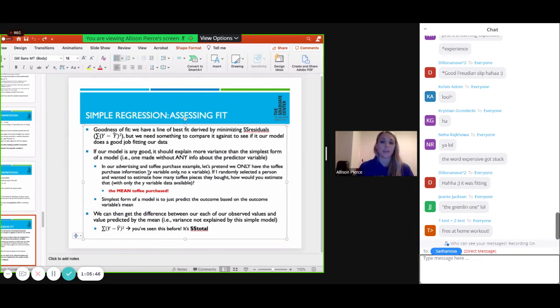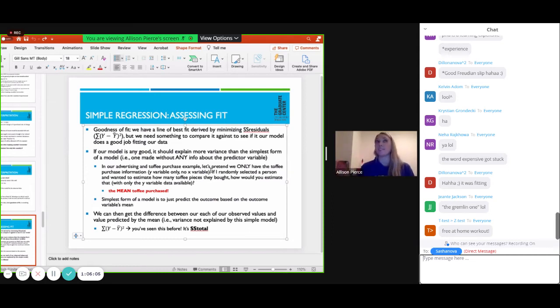And you have to estimate how much toffee someone purchased. What number could you use? That would probably give you a pretty good estimate. The average amount of ads watched? The average, or no, you would do the average number of toffee purchased.